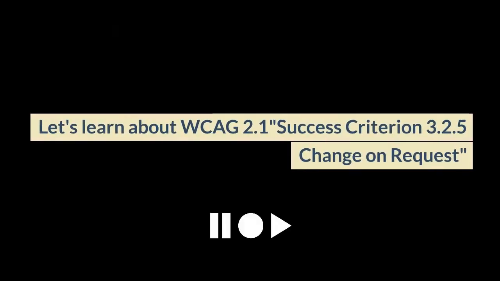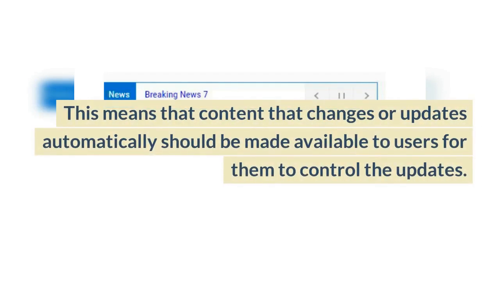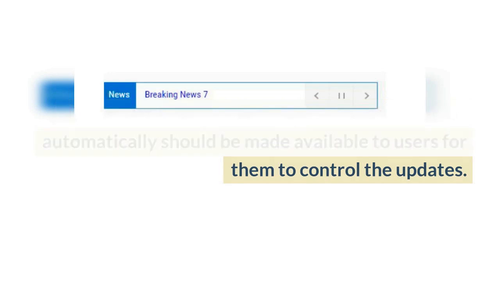Let's learn about WCAG 2.1 Success Criterion 3.2.5 Change on Request. This criterion is designed to ensure that users have control over changes in content that is automatically updated. This means that content that changes or updates automatically should be made available to users for them to control the updates. Here are some examples of how to implement this criterion in code.